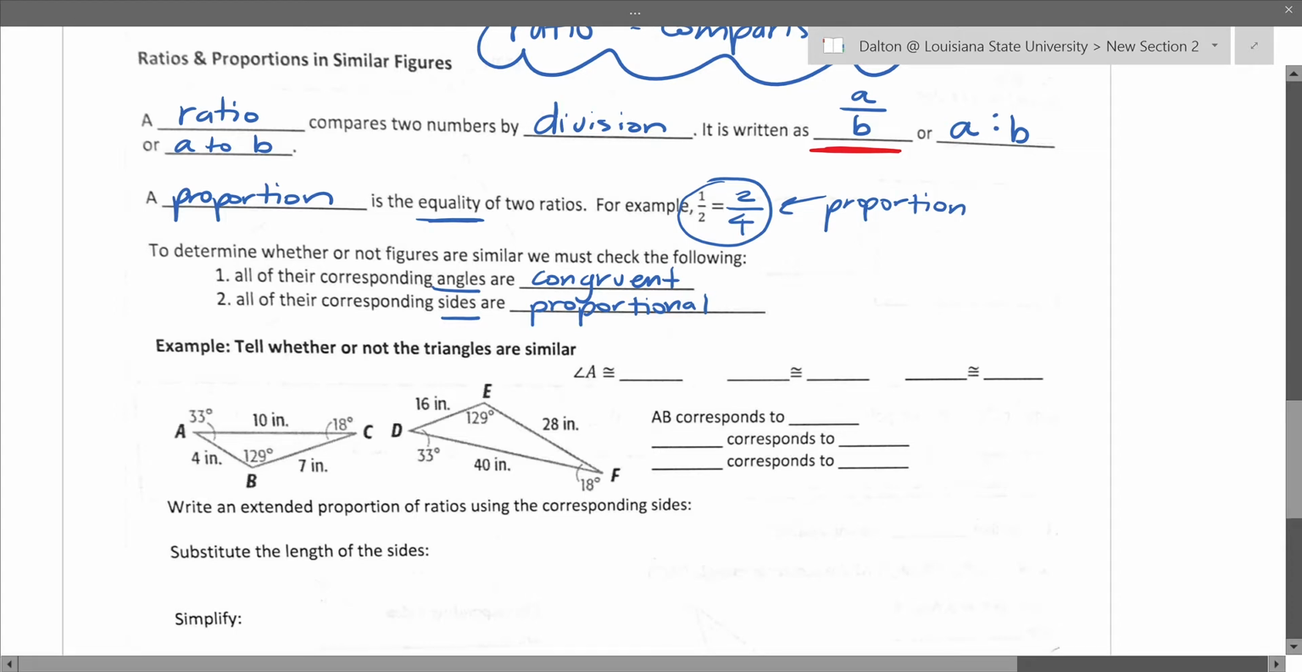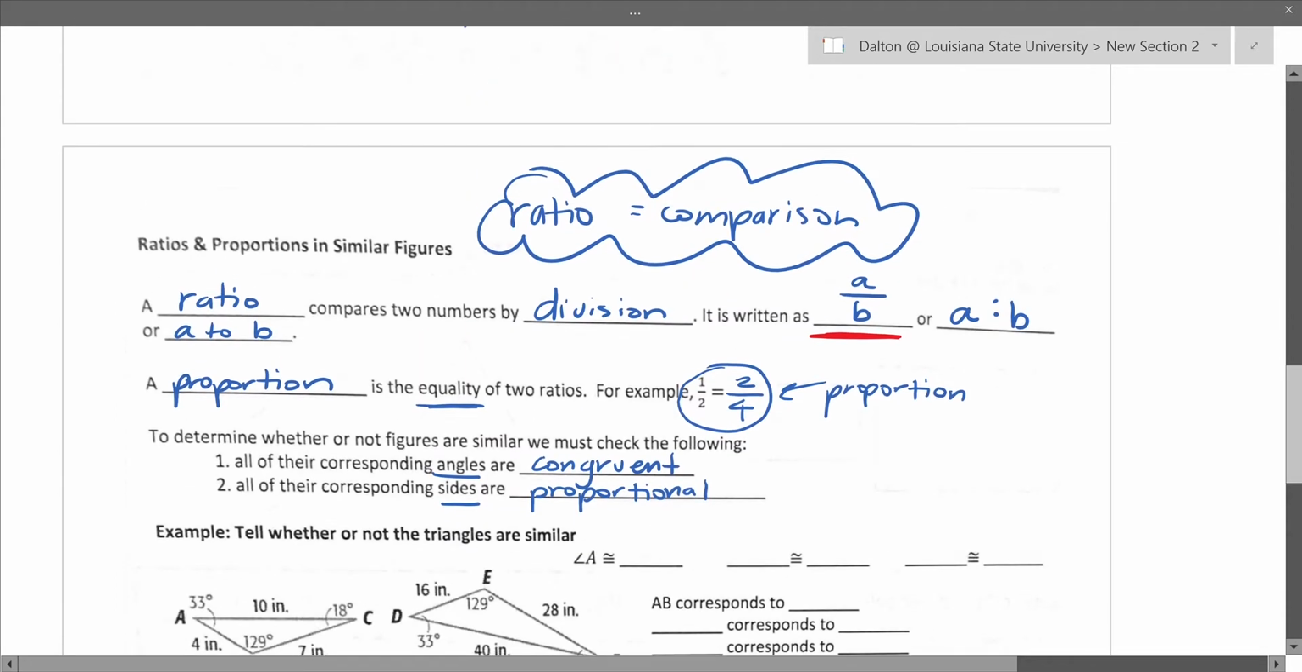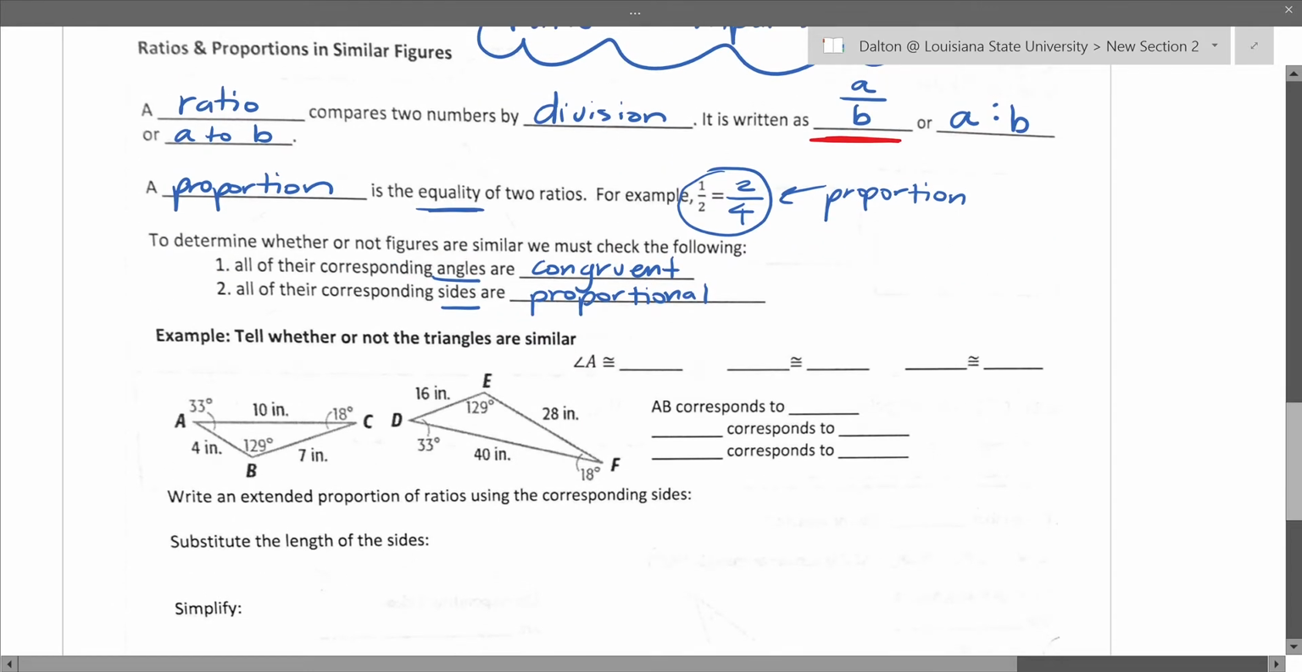Let's check, are the angles congruent? So angle A is 33 degrees. So looking at the second triangle, A is 33. Angle D is 33 degrees. So angle A is congruent to angle D. Angle B is 129 degrees. So angle B is congruent to angle E because it's also 129 degrees. And the last angle, angle C, is 18 degrees, so it is congruent to angle F. So that's good. The 3 angles are congruent to each other.